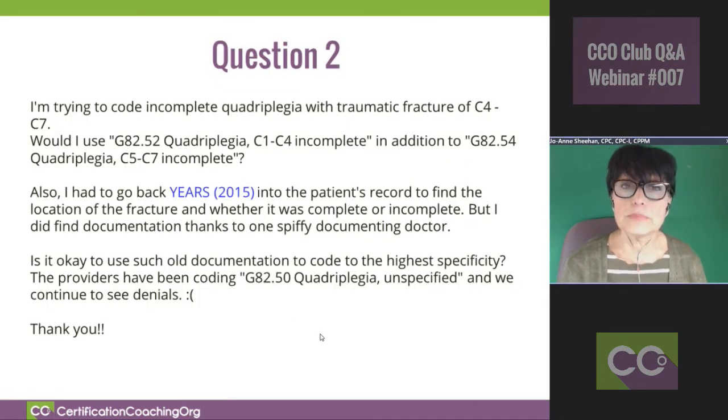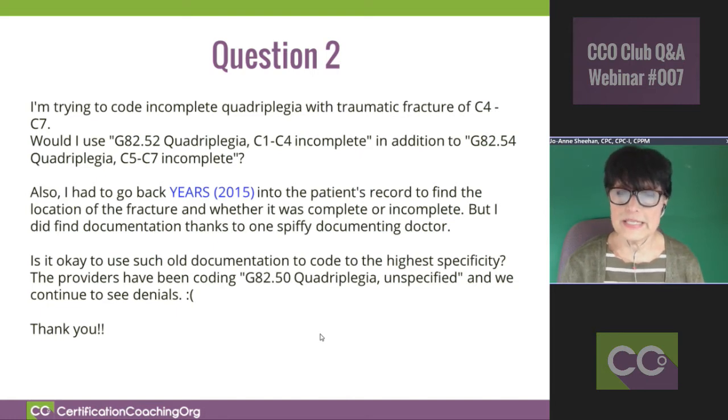I'm trying to code incomplete quadriplegia with traumatic fracture of C4 through C7. Would I use G82.52 quadriplegia C1 through C4 incomplete, in addition to G82.54 quadriplegia C5 through C7 incomplete?